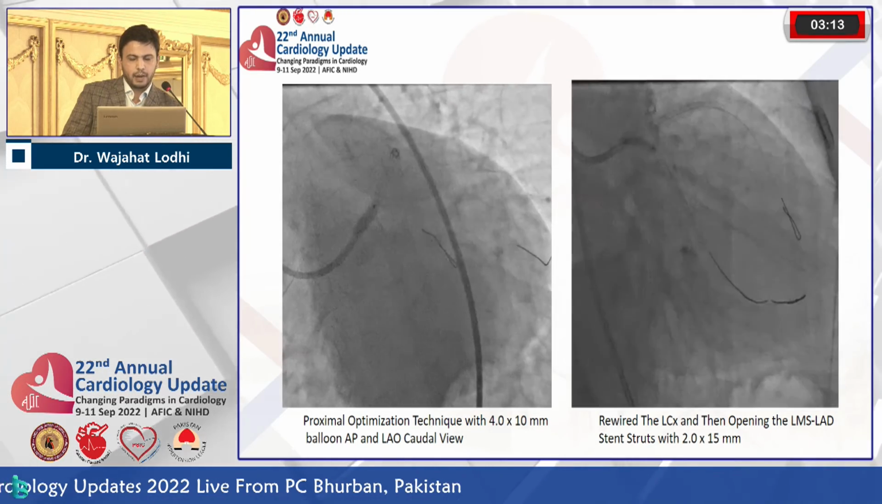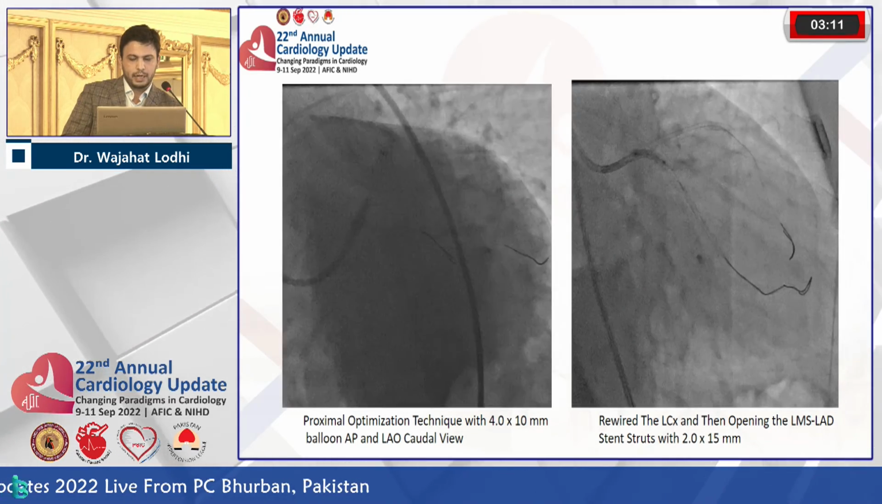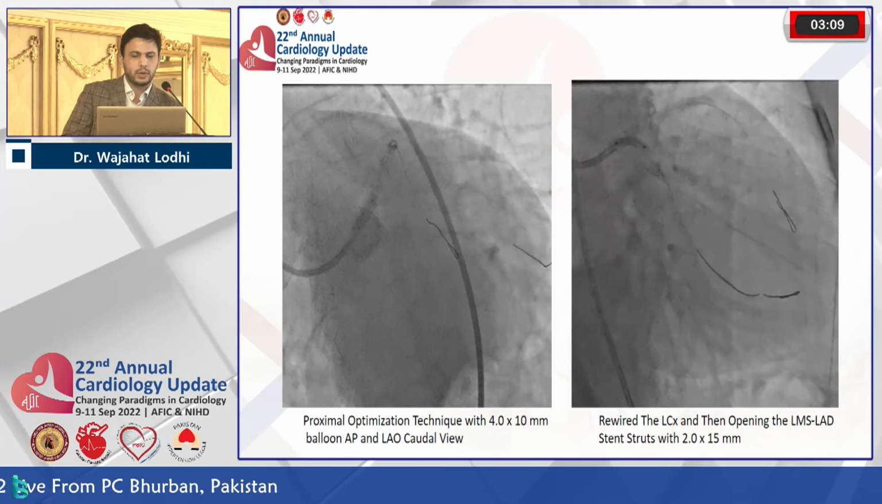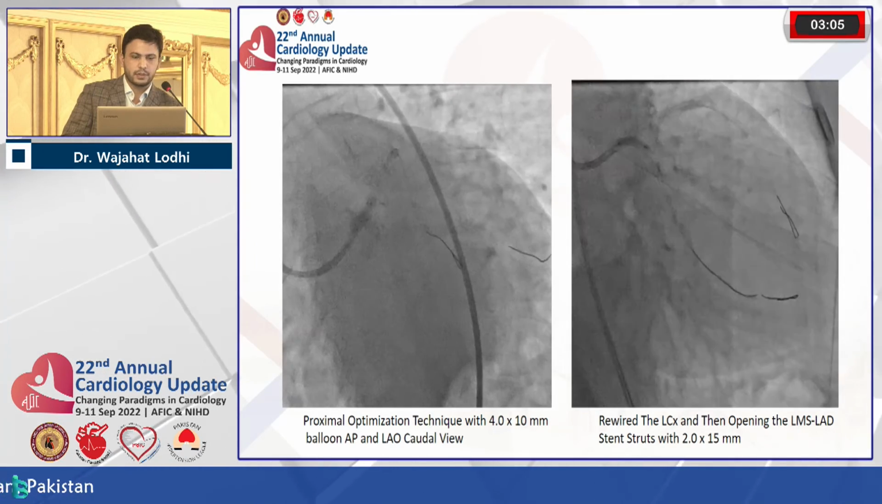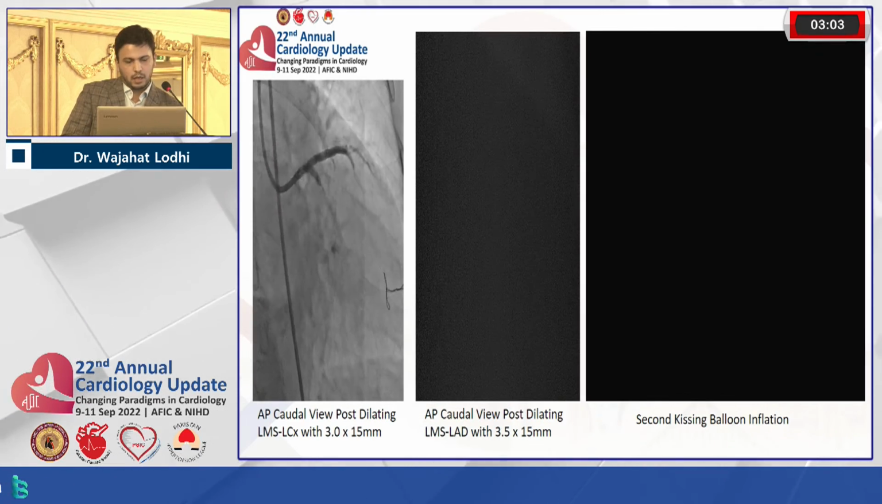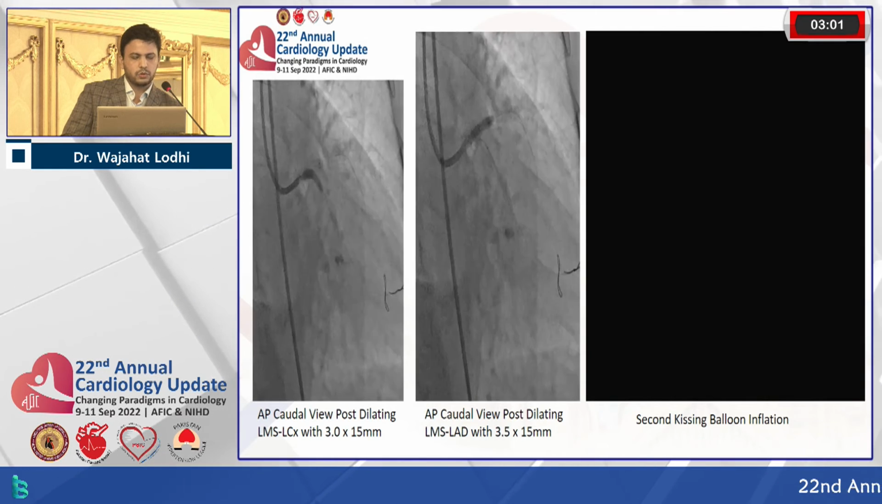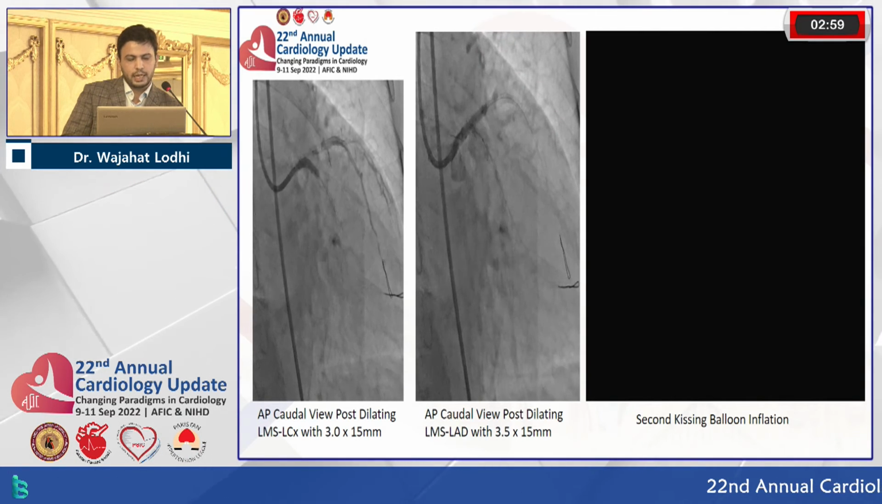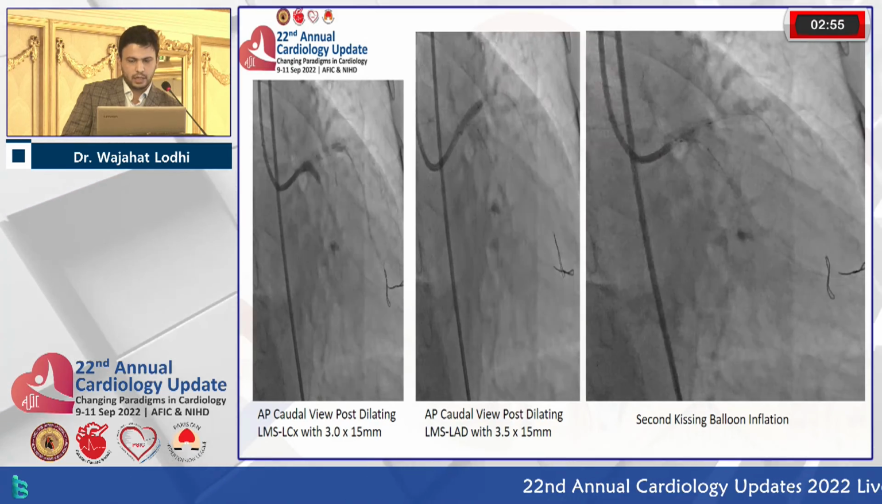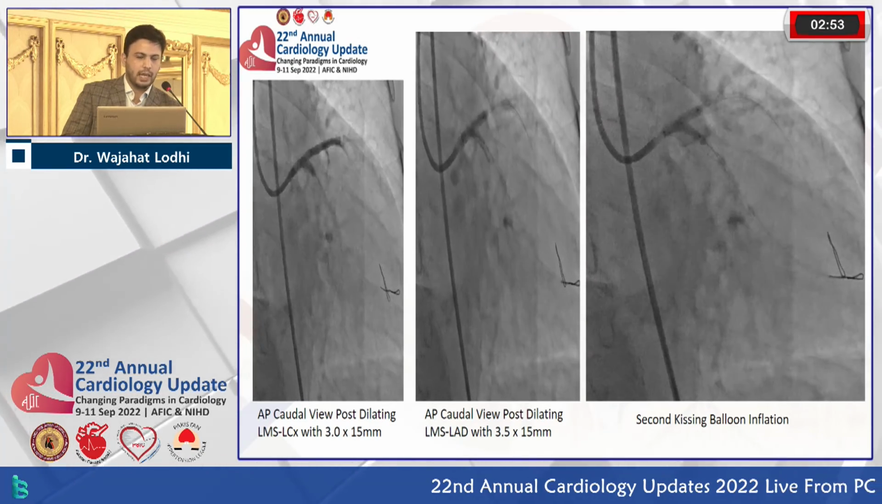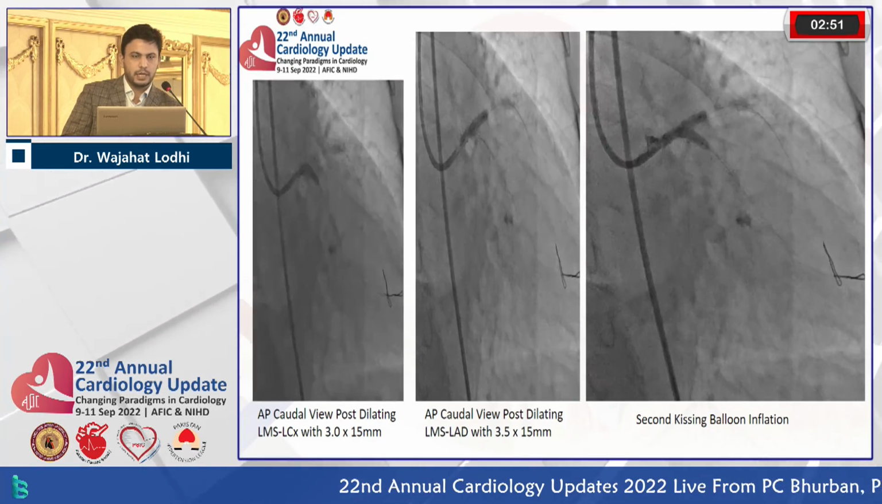We rewired the circ again so that we maintain patency, and then opened the LMS to LAD struts again, so that maneuverability of balloons and further stents is easier. Now we're going for our second kiss, so we're going to post-dilate the left main to circ, post-dilate our left main to LAD, and then it's going to be the second or final kiss, and that will complete our DK crush.